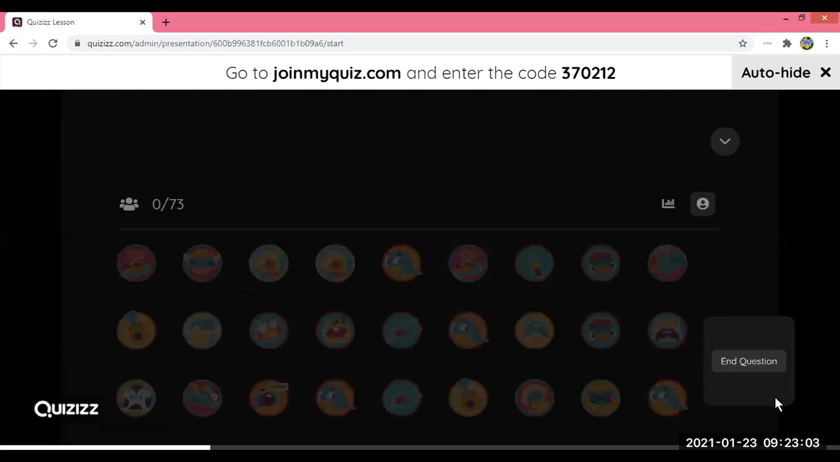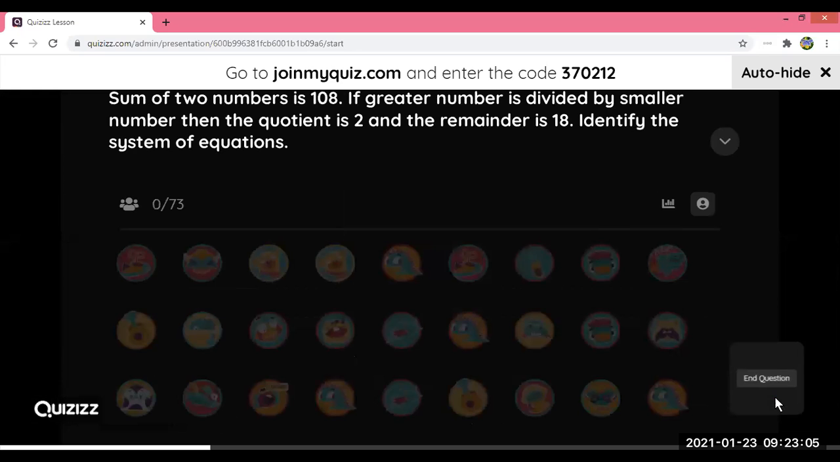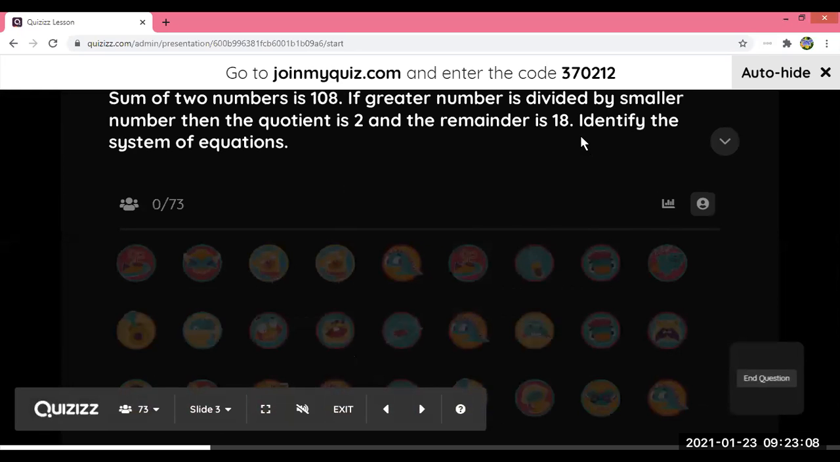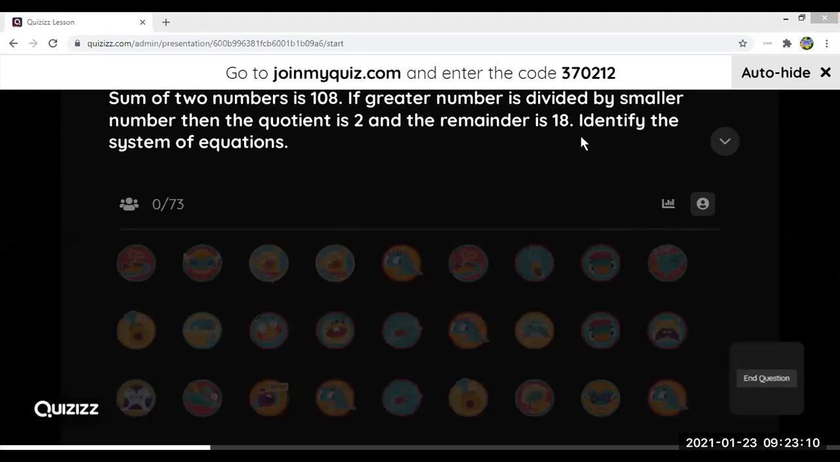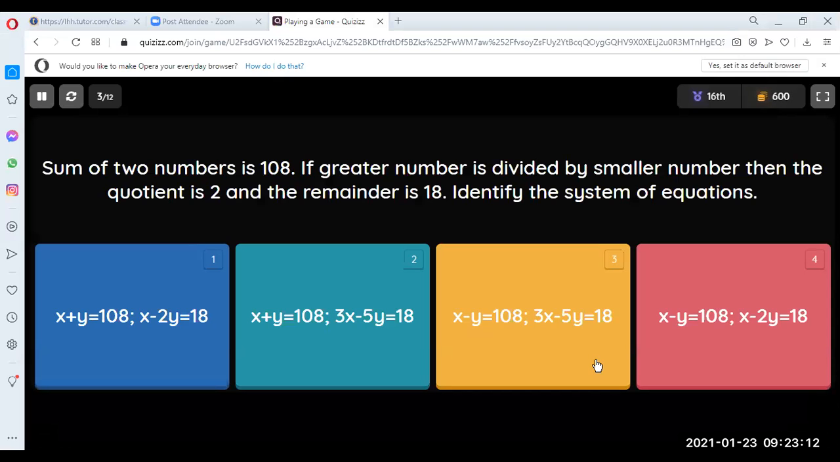Try to get both the equations. Identify the system of equations. So take some time, don't be in a hurry. The question will look like this: identify the system of equations. The sum of two numbers is 108. Try to rule out a few choices. The meaning of sum is addition, so you can see automatically two of the choices get crossed out. Correct?